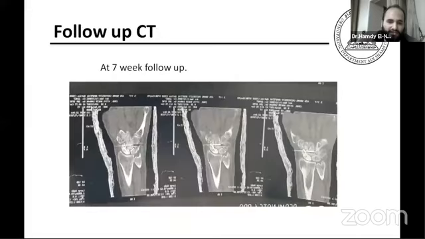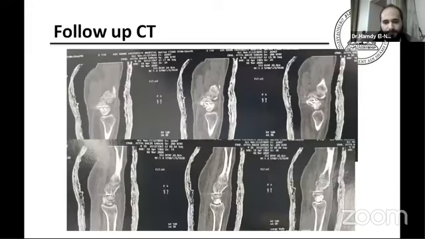And this is a follow-up CT done after 7 weeks. We can see bone crossing the fracture site in the coronal and the sagittal views. The CT wasn't done along the axis of the scaphoid, so some may notice there is a little humpback in the upper middle picture. I think the patient originally in the first X-rays didn't have any humpback.